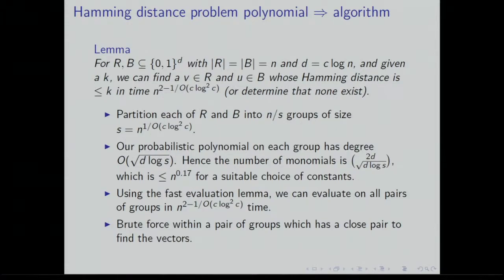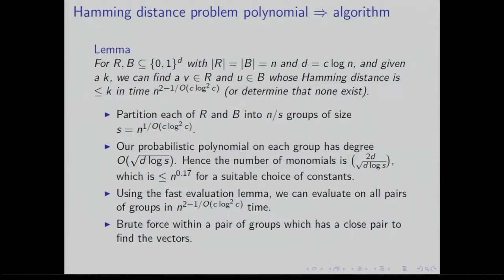Well, we're going to use the polynomial we just defined for this problem. We first partition each of R and B into n over s groups of size s, where s is going to be this 1 over order c log squared c value. So we take our probabilistic polynomial we just defined, and if you look at the degree of the construction we made, this polynomial has degree root d log s. The error was 1 over s cubed or something like this.